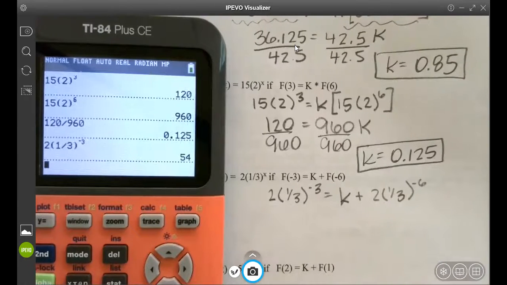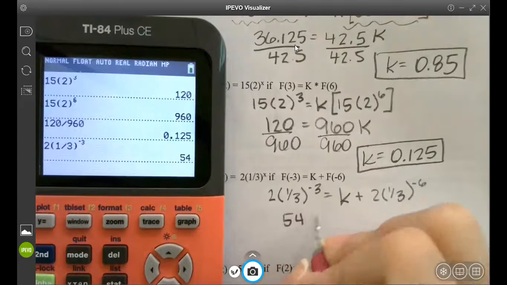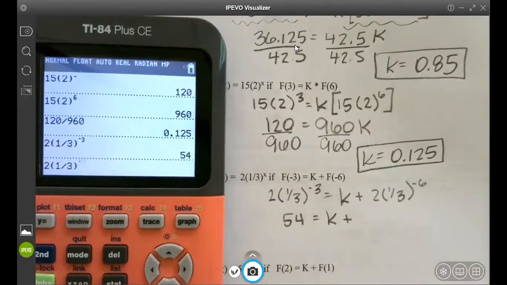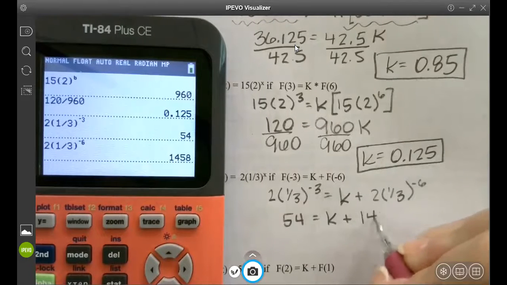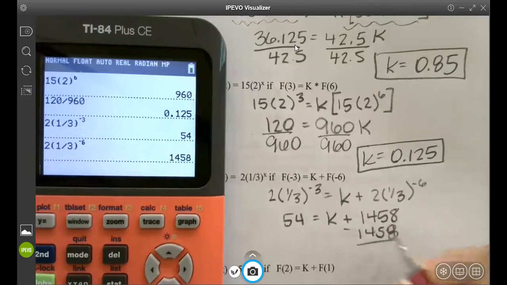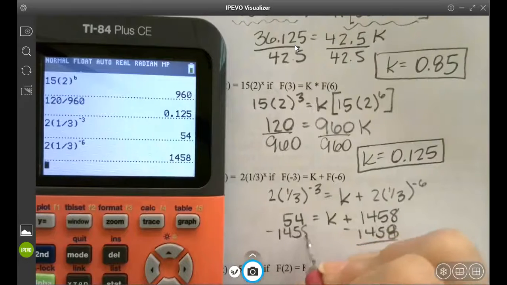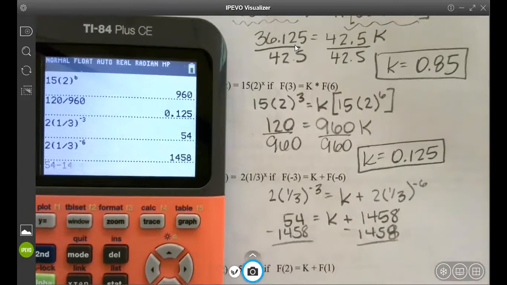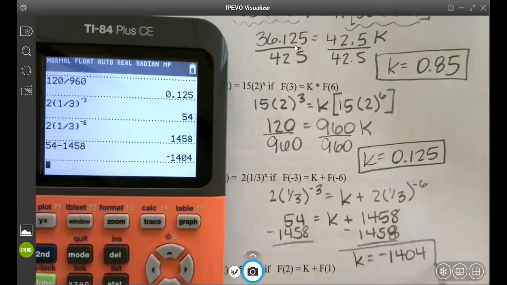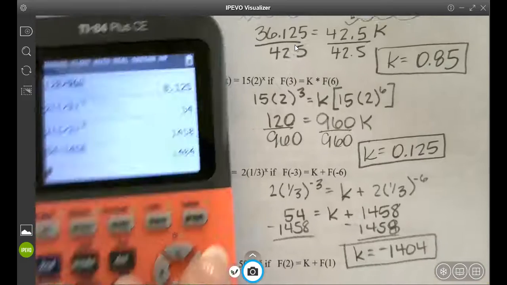So I'm going to plug this side in. It gives me 54. We have k plus 2 times 1/3 to the -6, which gives you 1458. And then you said to solve, we subtract 1458. So 54 minus 1458 gives us -1404. So plug in and solve.